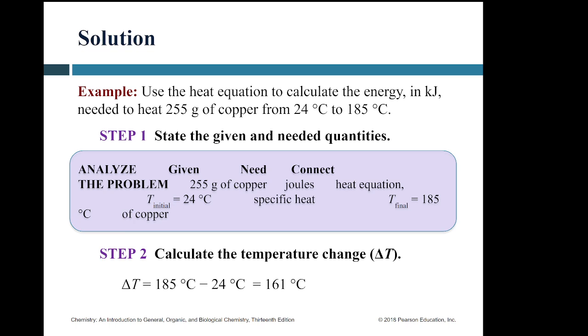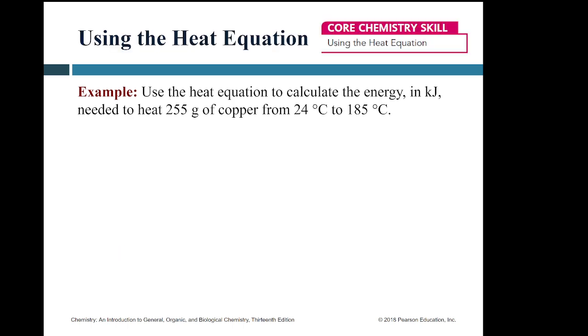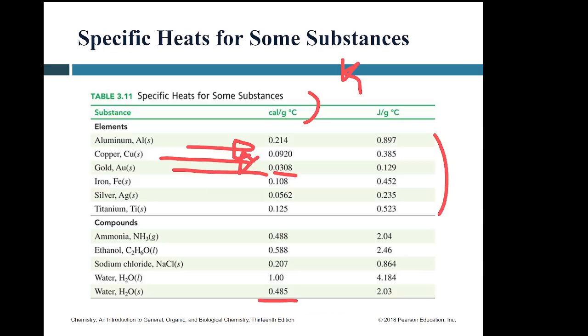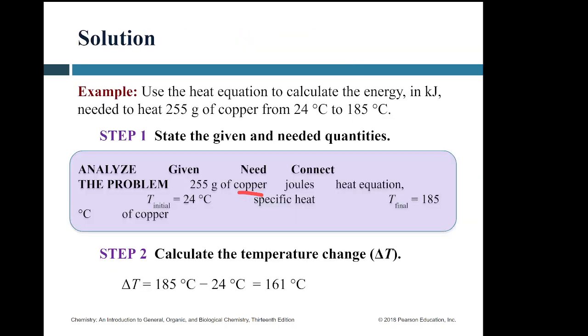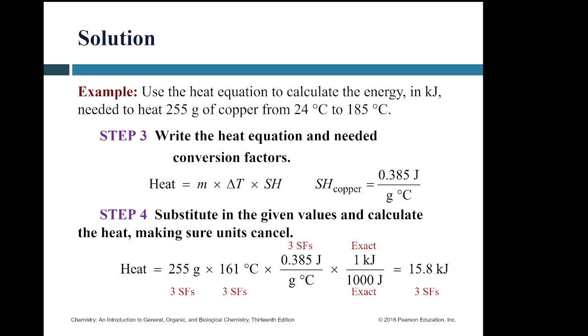Okay? And so what we have here is we have copper. We know what the metal is. We have a table up here that we can go to, right there, and get the specific heat. Okay, so let's go ahead and get the change in temperature first because it's just something easy to knock out. And we'll need that change in temperature no matter what, right? So we go ahead and take 185 minus 24. That gives us our change in temperature in degrees Celsius. 161 degrees Celsius.